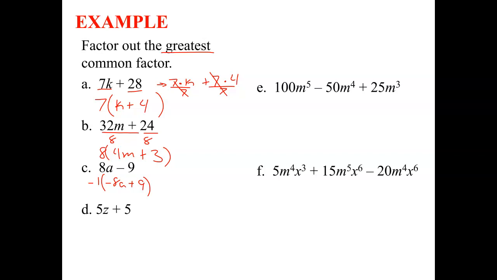All right? What about for D? What's my GCF? 5. I can divide both of those by 5, and what am I left with? z plus 1.